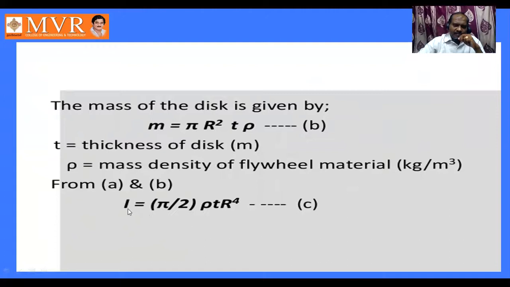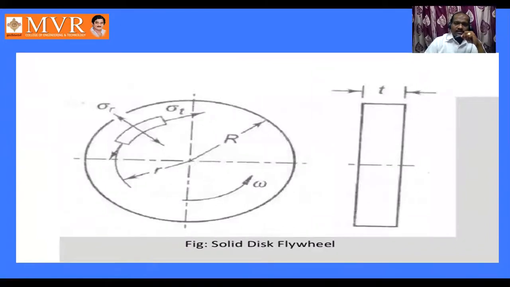From A and B, I is equal to pi by 2 rho t r to the power of 4. So if the moment of inertia has to be calculated, and you know the density, radius and thickness of the material, we can calculate I. If I is known and density is known, and r is measured, then thickness can be found. So this is the one formula which is useful to calculate the thickness. So once again, this is how the cross section of the solid disc will be.